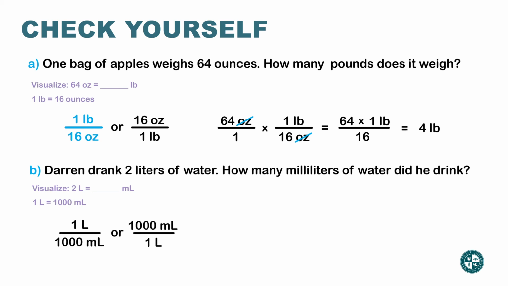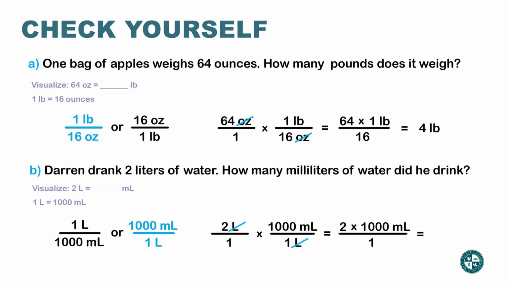Now I'm going to choose one of these fractions that when I multiply by the given measurement, the 2 liters, it cancels out the word liter. That will be the second fraction. Remember, 2 liters over 1. So the word liter is on the top. So I needed a fraction that has the word liter on the bottom. That's why I chose the second fraction. Now the word liters cancel out. Now I'm going to multiply top with top, bottom with bottom. And what do I get at the end? 2,000 milliliters over 1. But 2,000 milliliters over 1 is the same thing as 2,000 milliliters.